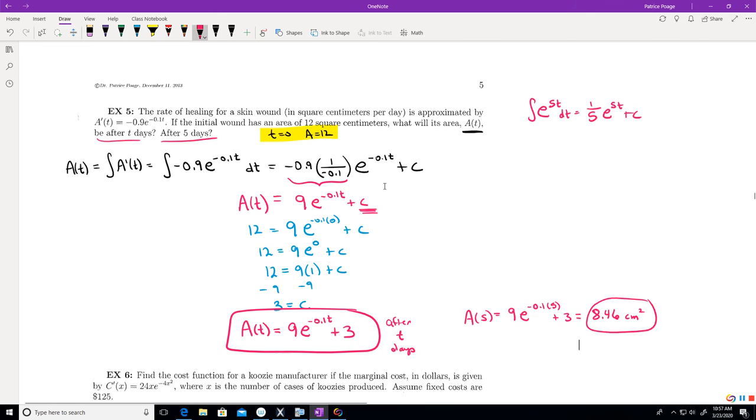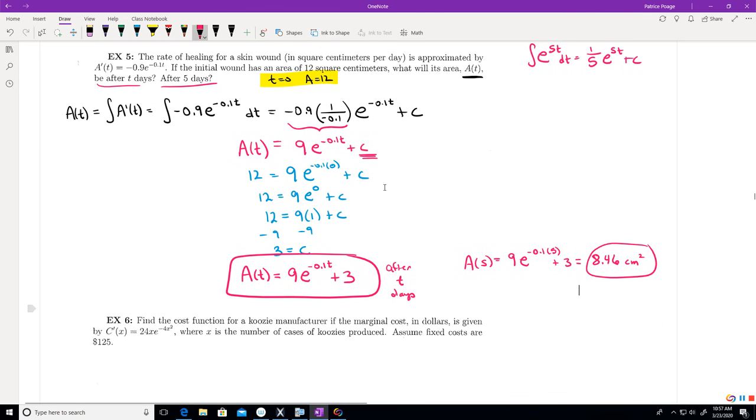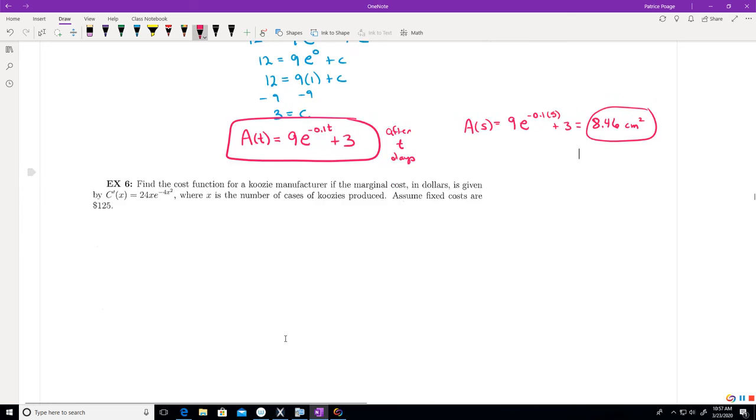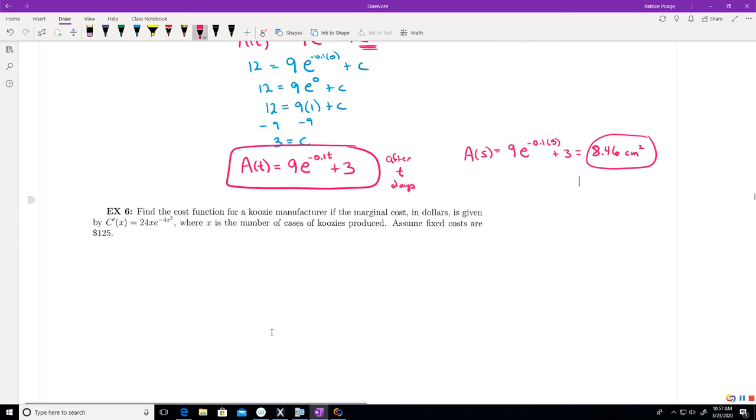All right, one more. Just looking at these functions real quick. Look, that one was just e to a number t to the 1. So we just had to do the 1 over the number. Whereas this one down here is e to negative 4x squared. So this is going to have to do a little U-substitution because it's not just x to the 1. So it says find the cost function for a koozie manufacturer if the marginal cost, which is the derivative of the cost, is given here, where x is the number of cases of koozies produced. Assume fixed costs. That means when x equals 0, the costs are $125.